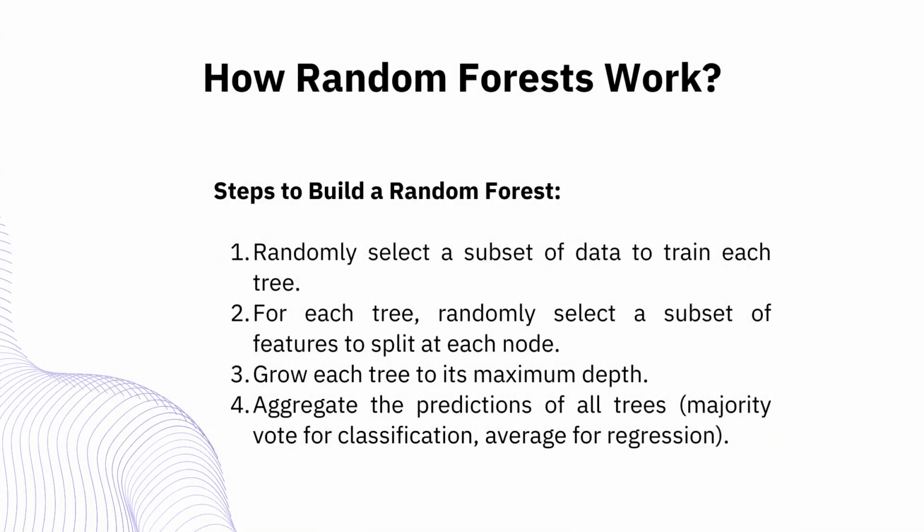The random forest algorithm involves several key steps. First, a random subset of data is selected to train each tree. Then, at each node, a random subset of features is used to determine the best split. Each tree is grown to its maximum depth, and finally, the predictions of all trees are aggregated to make a final prediction, whether by majority vote for classification tasks or averaging for regression tasks.